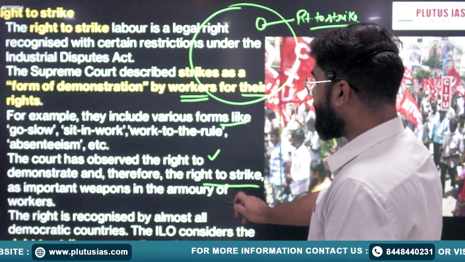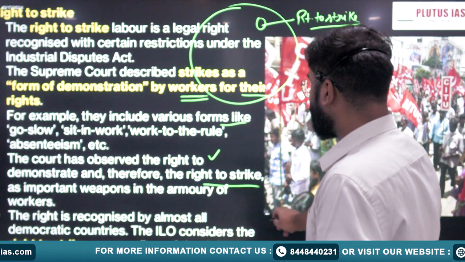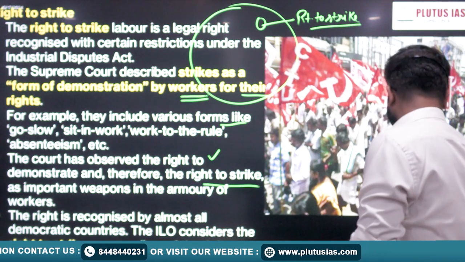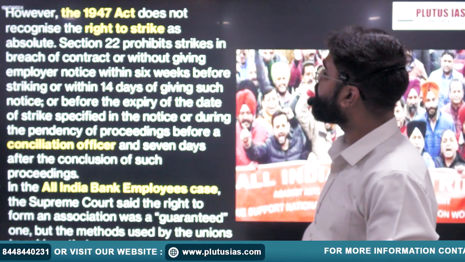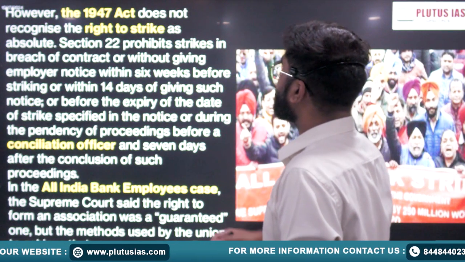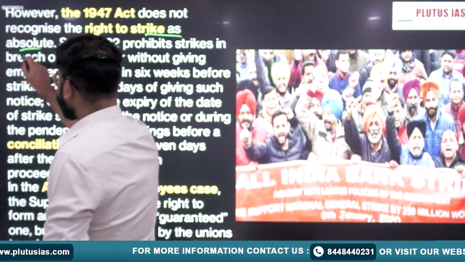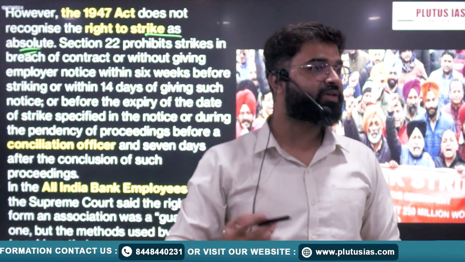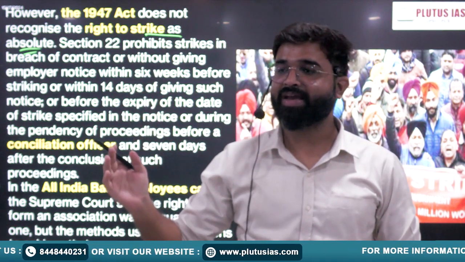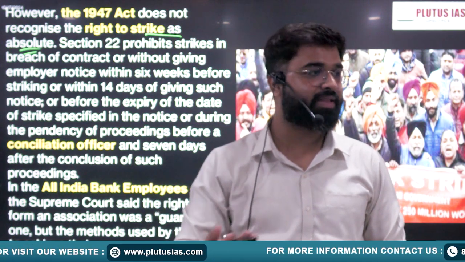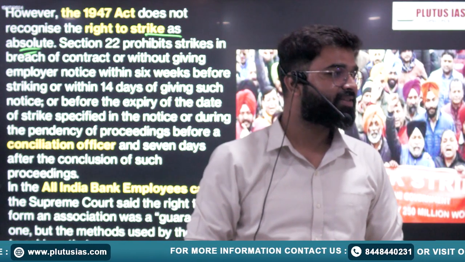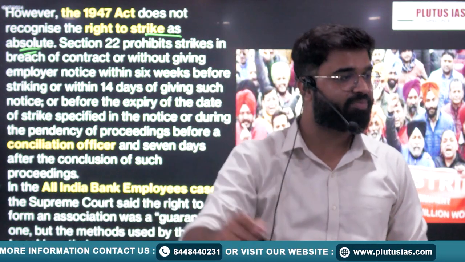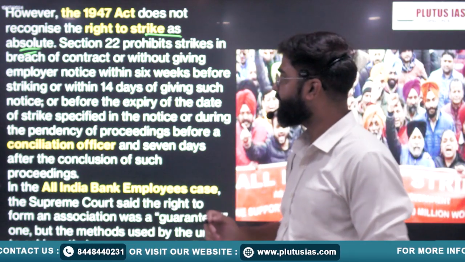The right is recognized by almost all the democratic countries. The ILO considers the right to strike as a corollary to the right to organize. However, the 1947 Act does not recognize the right to strike as an absolute right. It is not an absolute right. Why? Because if it were recognized as an absolute right, then doctors would sit on protest, then the entire health system will collapse. If workers are sitting on the protest, industrial production will collapse. Is wajah se ye absolute right nahi hai.